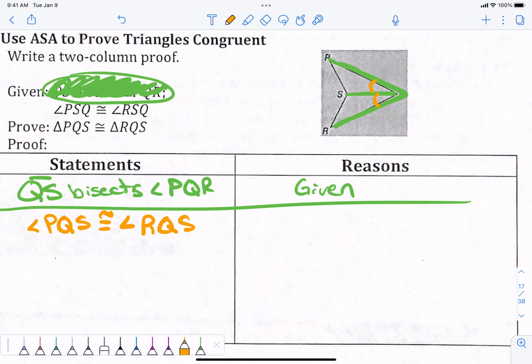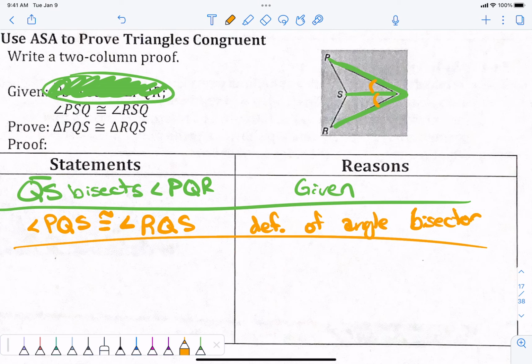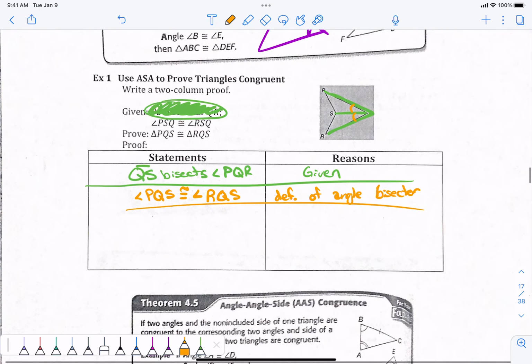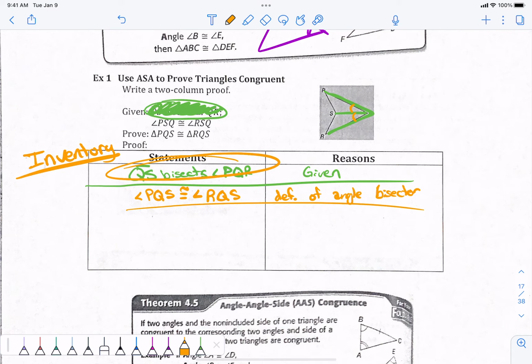How do we know that that's true? Because it's a bisector. So we'll call that definition of angle bisector. It is bisecting the angle, so by definition of angle bisector, there is that. All right, we haven't written anything down in the inventory yet. This first piece of information doesn't tell me anything yet. But from that, I was able to get this, and that gives me an angle.